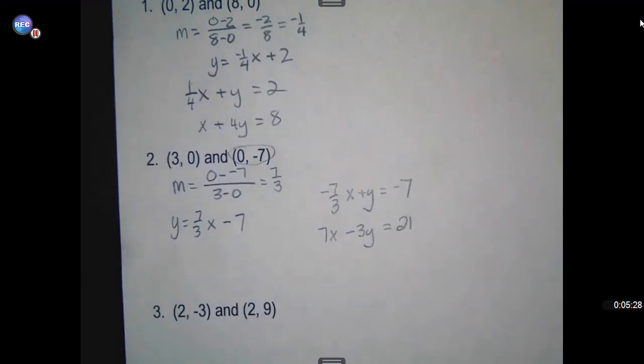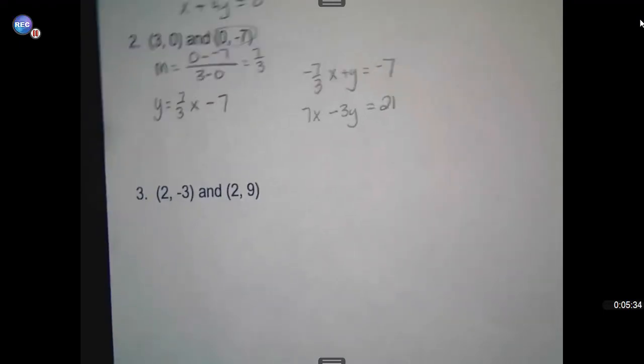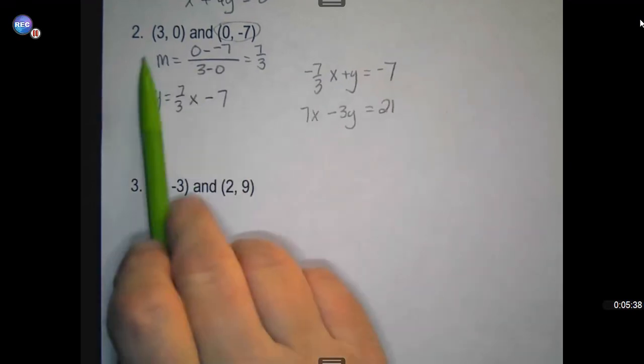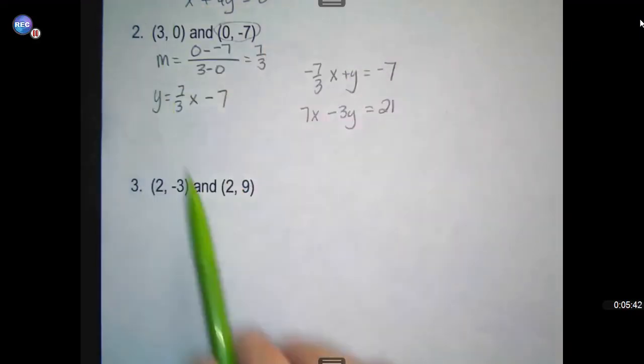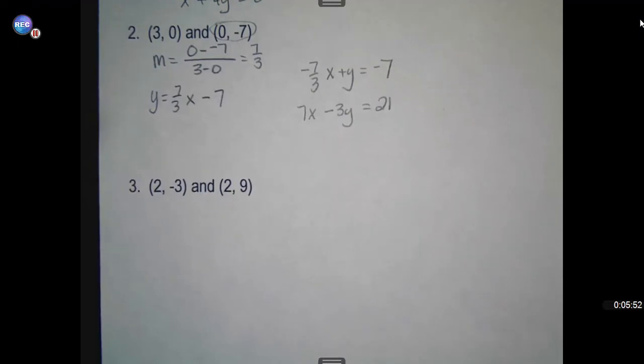Okay. This last example, they didn't give me the y-intercept or the x-intercept or anything like that. And so I would not be able to employ that method I'm talking about on numbers 1 and 2 to get this in standard form right off the bat, because they didn't give me the x and the y-intercept.